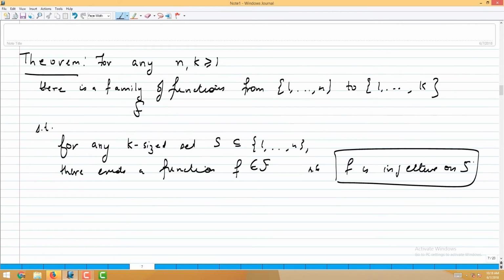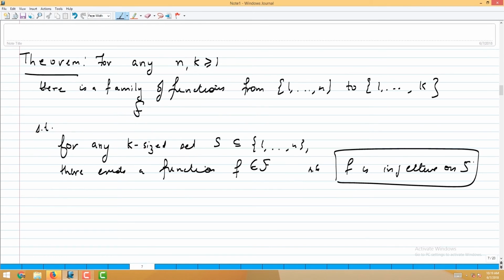What does it mean to say that f is injective on S? What is a general injective function? One to one. So for every element in the domain, there is a distinct element in the range to which it maps. So when I say a function is injective on S, in general the function f is from 1 to n to 1 to k, so in general it might not be injective, but if you just look at the function restricted to S, it is injective. That means every element in S is mapped to a distinct element from 1 to k. So this is the property that we have in this family.